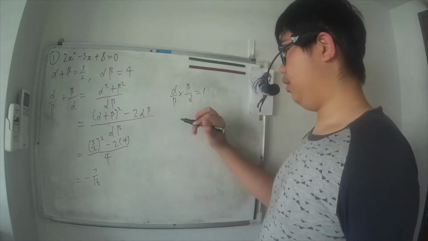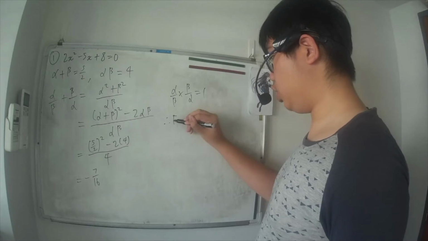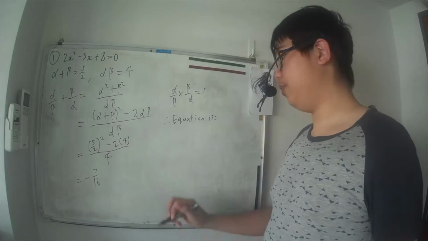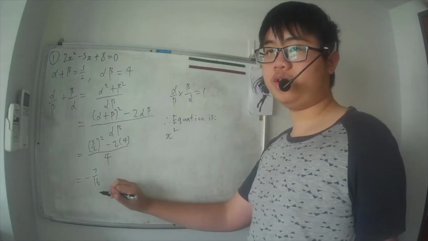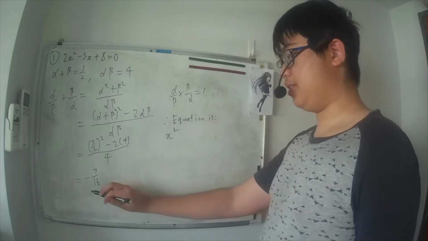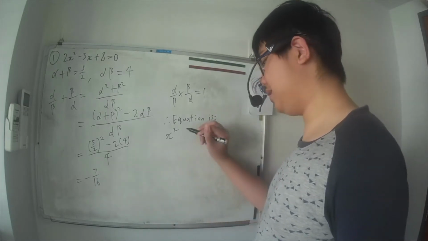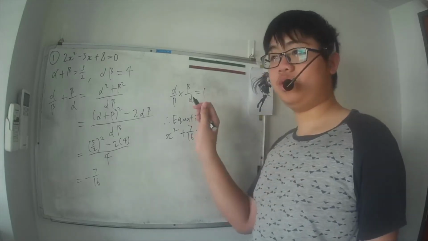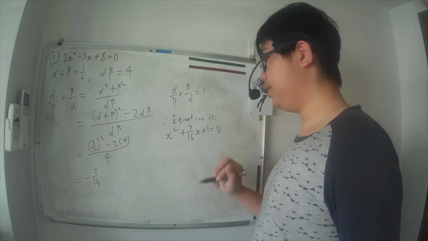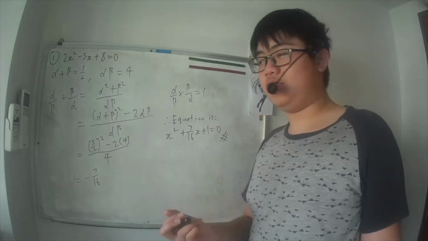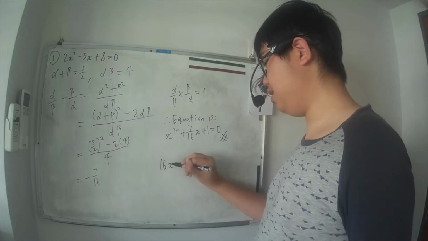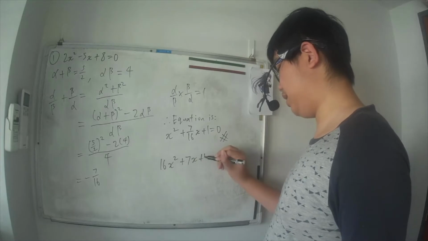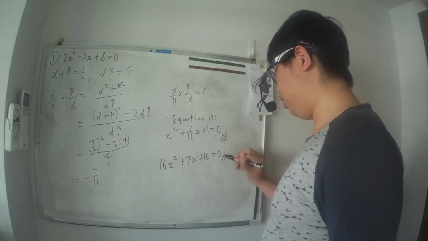So therefore, the equation is, I'm going to write it down this way. This is our sum of roots, x squared, and then don't forget this is minus, so we have to put it as plus this time. 7 over 16 x, and then our product of roots is 1, plus 1 equals 0. There's an equivalent form also. You can multiply throughout by 16, then you will have co-prime integer coefficients. 16x squared plus 7x plus 16 equals 0. Both of these will be accepted.